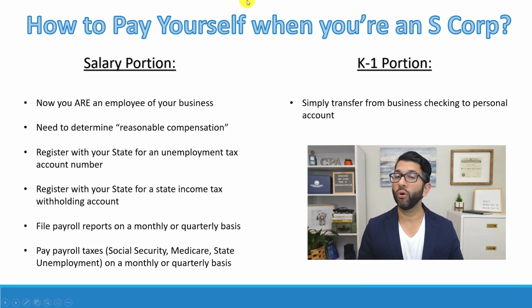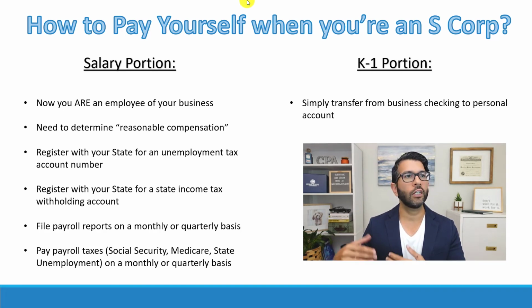The K1 portion, which is the distribution that you took, that's very simple. You don't have to worry about all this payroll tax for that part. For the K1 portion, you're just going to transfer money from your business checking to your personal, just as you did when you were a sole proprietor, when I went over that slide, right? You just use your cell phone or your online banking and transfer the money from business to personal. So that's how you pay yourself in an LLC.